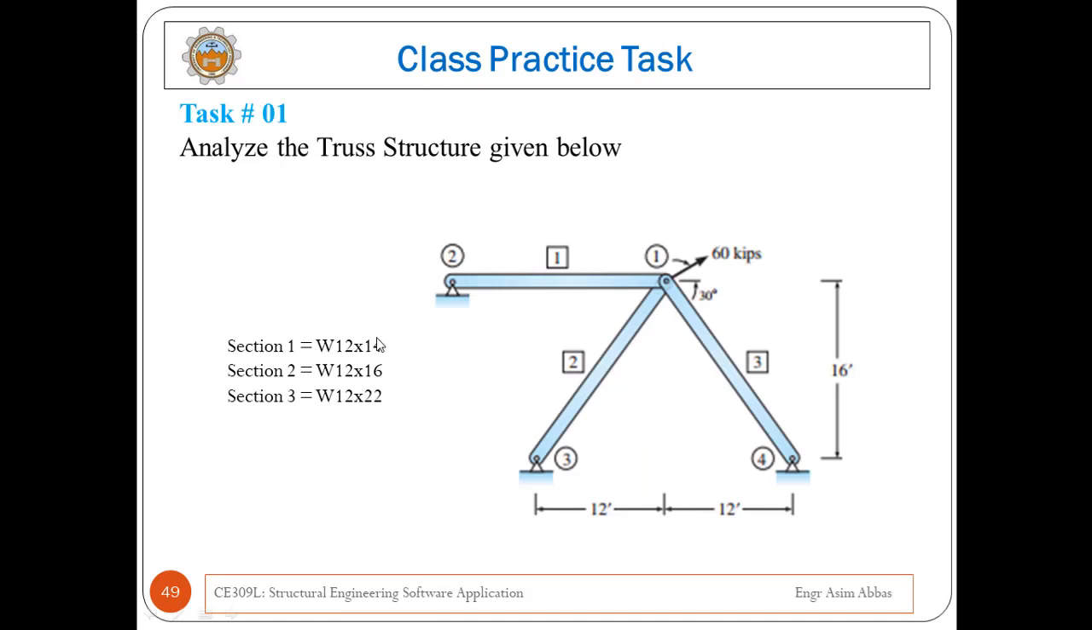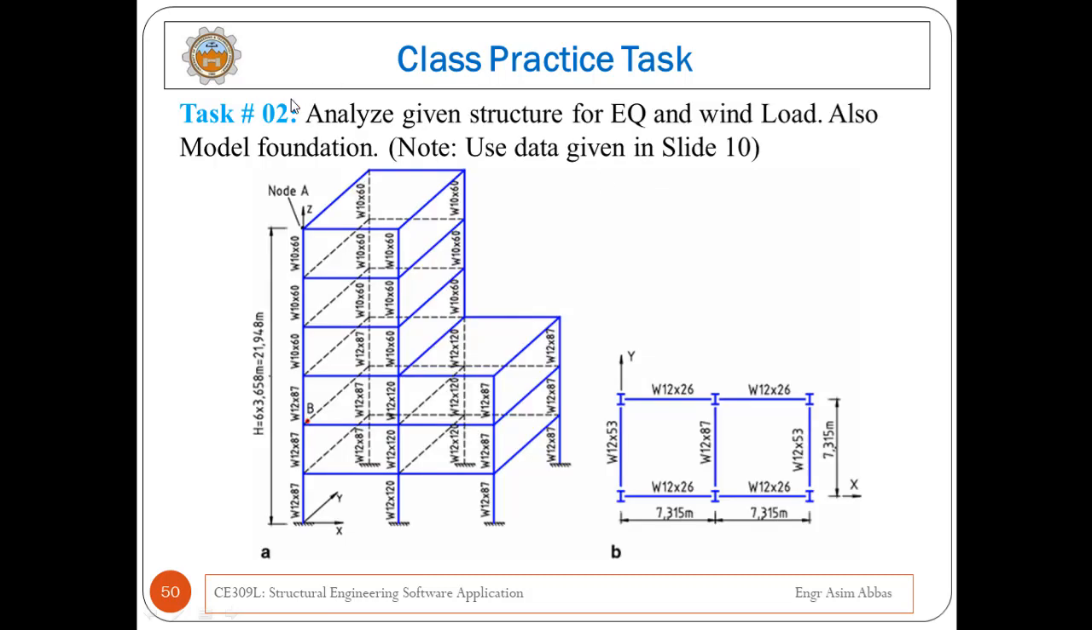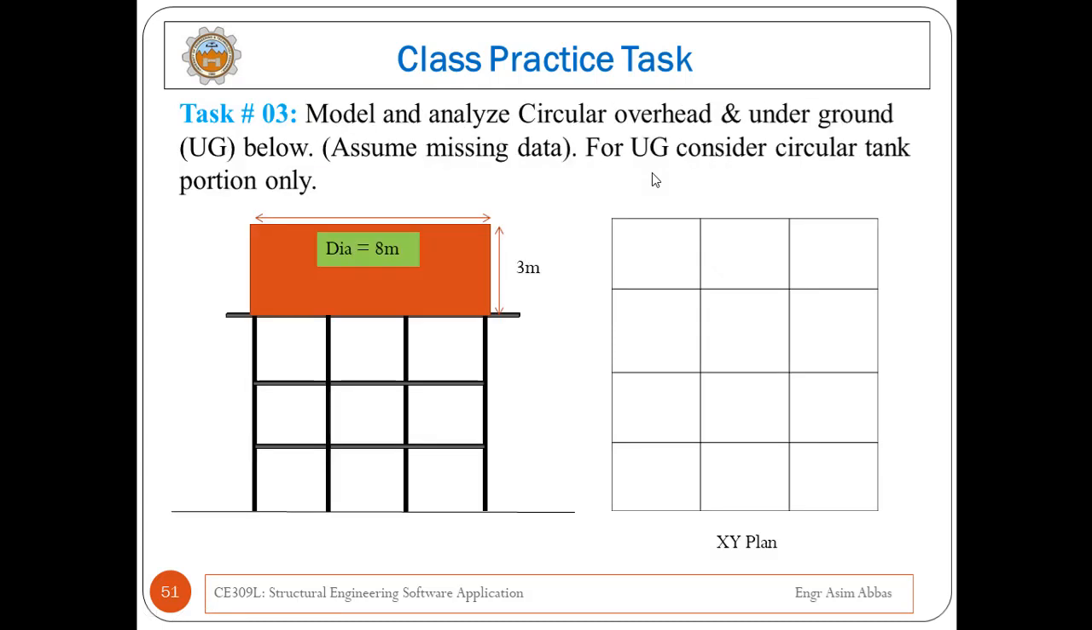Now, tasks for practice. Task 1 is to analyze the truss structure given below. Task 2 is to analyze the given structure for earthquake and wind load analysis. Right. Also model the foundation. Note: use the data given in slide number 10. Task 3 is to model and analyze a circular overhead and underground water tank given below. Assume any missing data. For the underground water tank, consider the circular tank portion only.